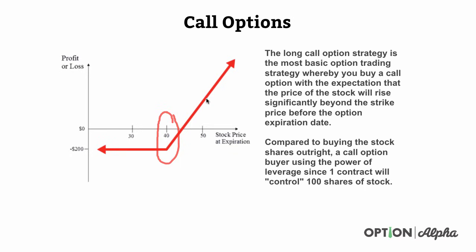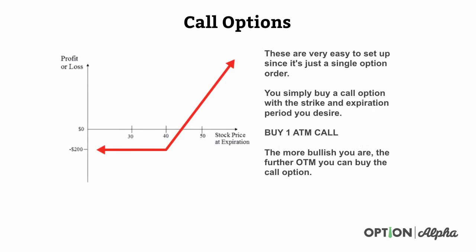Now, your expectation, obviously, is that the stock price is well beyond the 40 price at some time in the future before the expiration date. So if right now the stock price is at, let's say, $30, you're hoping that it's beyond $40, because that's your strike price, and it's beyond that price point in the future for you to make money. Now, compared to buying the stock shares outright, a call option buyer uses the power of leverage that we've talked about previously, since one contract will control, or leverage, 100 shares of stock. So that's the benefit to doing this: we have power and leverage, and we can pick our points. We assume that maybe the stock is going to go higher than 40.